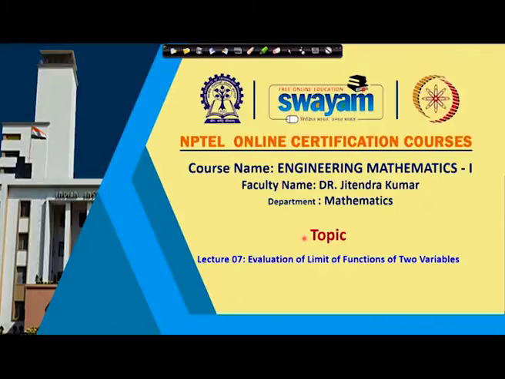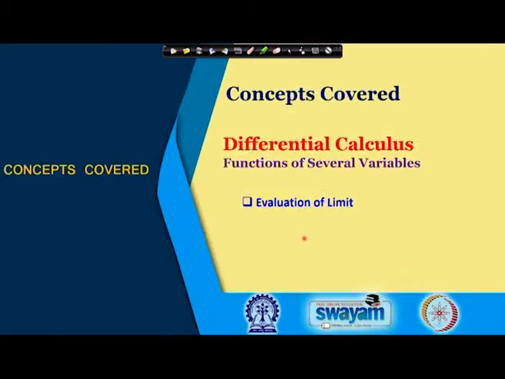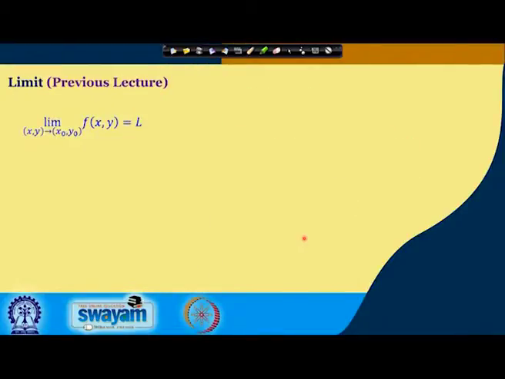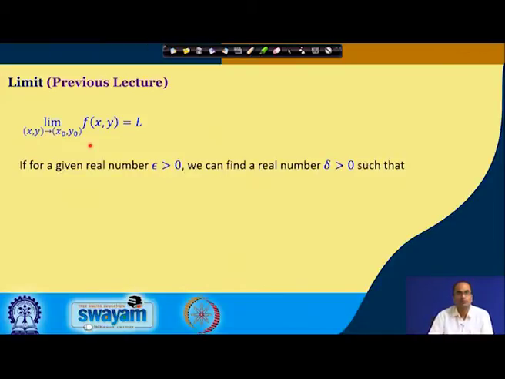So, welcome back to the lectures on engineering mathematics 1, and today we will be talking about evaluation of limit of functions of two variables. In the previous lecture, what we have seen is that this limit f(x, y) as (x, y) goes to (x0, y0) is equal to L. It was defined using this epsilon delta approach.